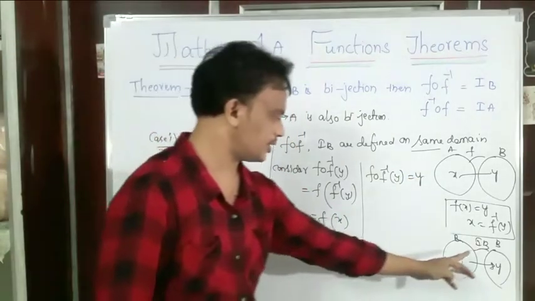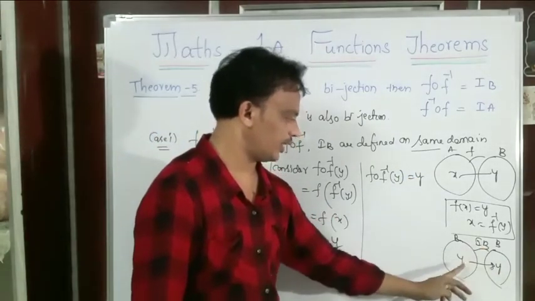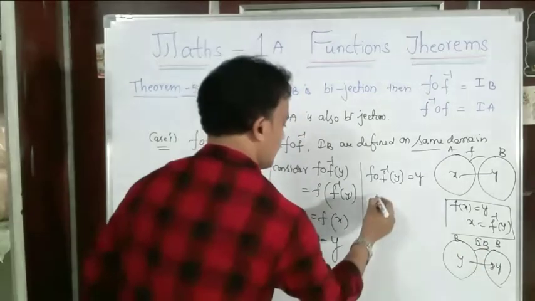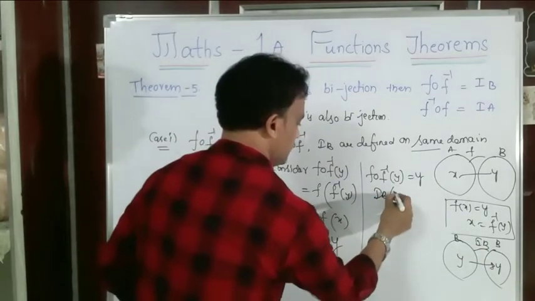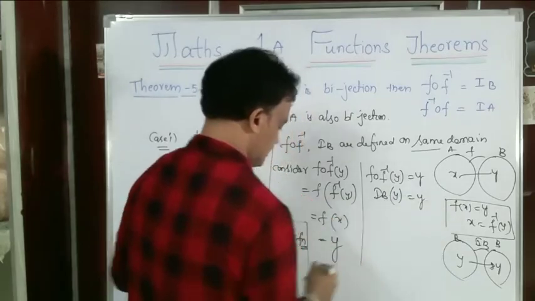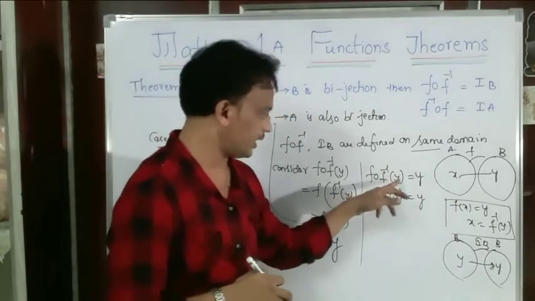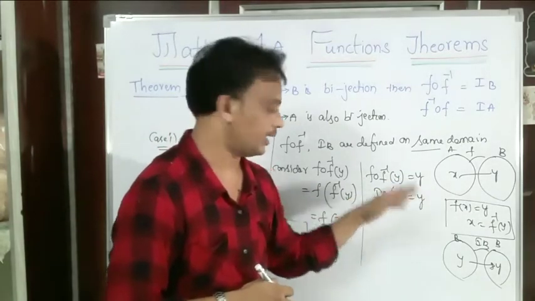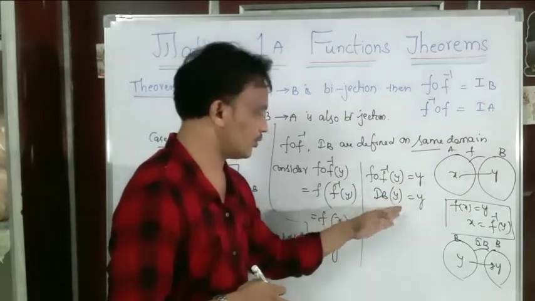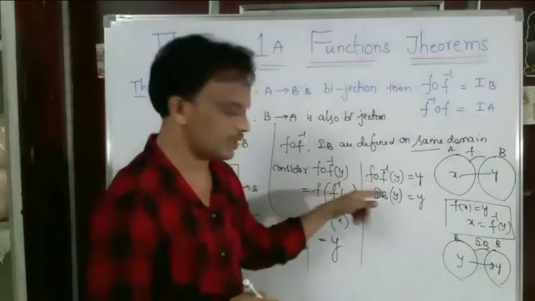And already, from this one what do you say? IB of y equals y. IB, the identity function, is defined, and IB of y equals y. Please observe this one. The range elements also: f circle f inverse of y is equal to y, and IB of y equals y. What do you say? Are these two functions equal or not?